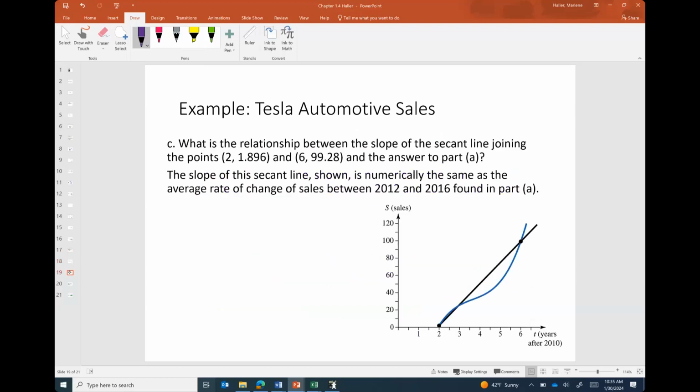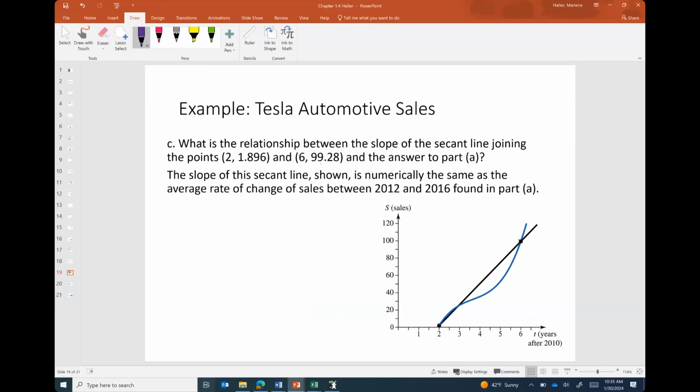All right, now part C on this example says, what is the relationship between the slope of the secant line joining those 2 points and the answer to part A? And my values aren't quite right. Well, we've changed the values, made them a little bit more accurate here. That's fine. So the secant line between these 2 points, no, I don't like this. We're going to use the same values we were using. Oh, they've changed the scale. That's why. All right. The numbers are different because they've changed the scale.